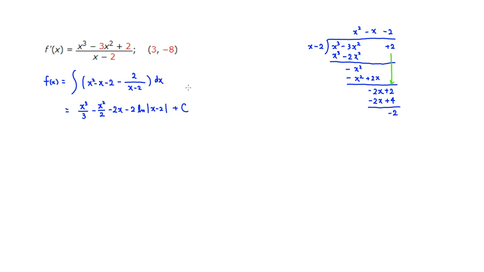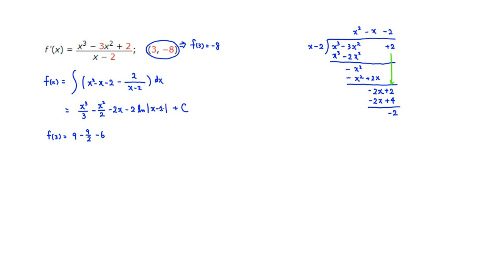So we have that. Now we're going to use the given point: when x is 3, the function value is negative 8. So f of 3, you plug it in. 3 cubed is 27 divided by 3, so that's 9. And 3 squared is 9 over 2. And negative 2 times 3 is negative 6. And then if you plug in 3, 3 minus 2 is 1.